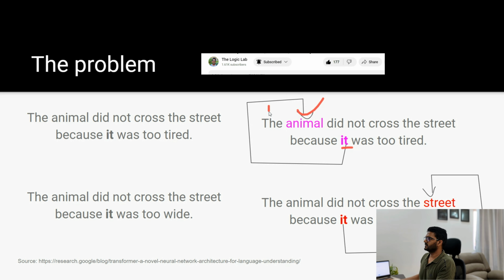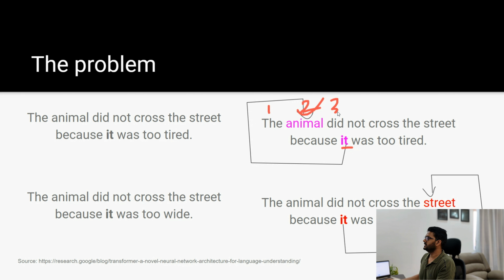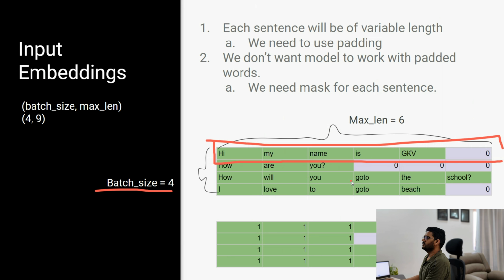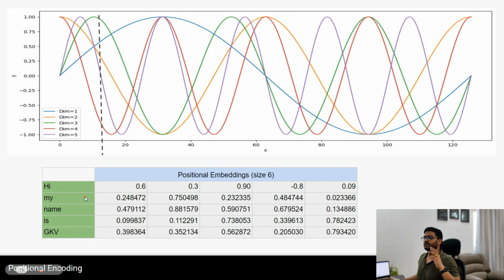So this is position number 1, position number 2, 3, 4, 5, 6, and so on. When we send data to this model, we also need to send positional encoding before we send the data to this architecture. Let's have a look at how we do that. We do that with very simple mathematics. Let's understand this with an example. Let's say my model has 5 dimensions.